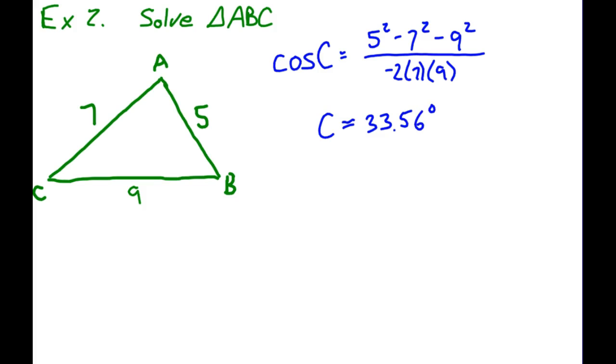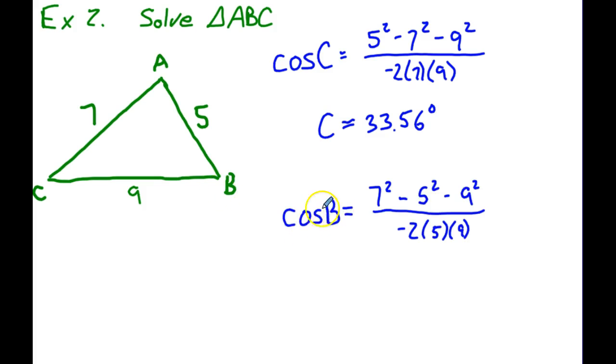Now we can use a similar process to find the measure of angle B. So the equation we can set up is the cosine of B is equal to 7 squared minus 5 squared minus 9 squared, all divided by negative 2 times 5 times 9. Remember that if I'm looking for angle B, the first side length I have is going to be side length B, which is 7. Now if we plug this in, simplify the right side, and take the inverse cosine of that result, you get B is approximately 50.7 degrees.